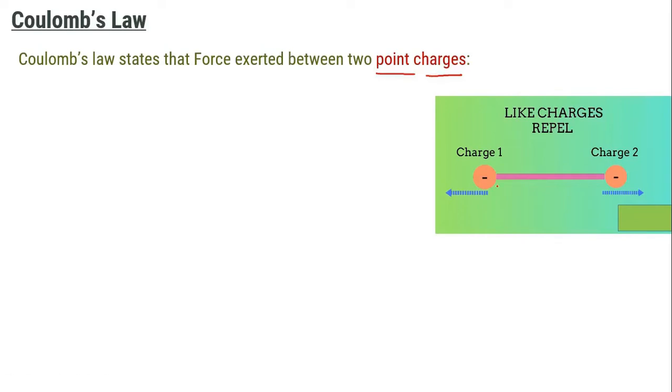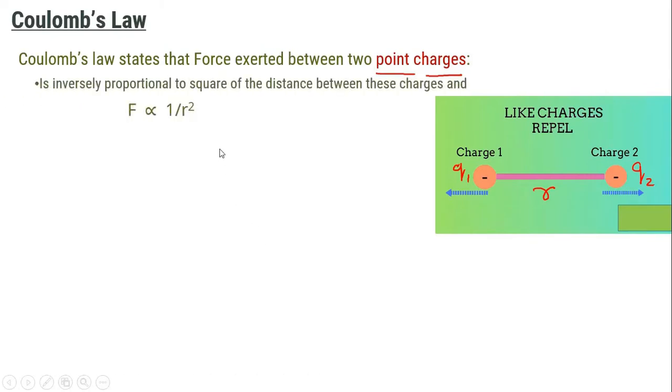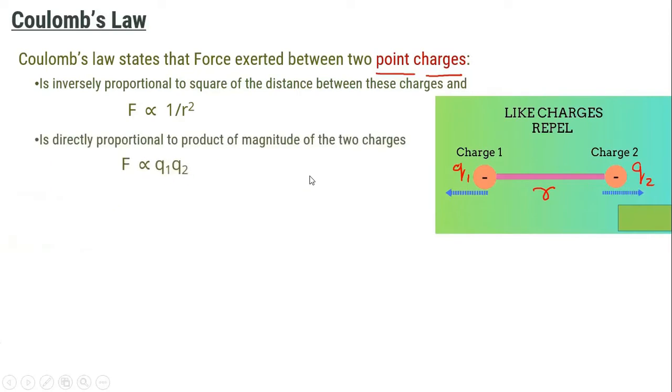Now if we have two charges, Q1 and Q2, in a space or in vacuum, separated by a distance r, then a force of repulsion exists between these two like charges, whose magnitude Coulomb's law helps us to find out. It states that the force is inversely proportional to the square of the distance between these charges, directly proportional to the product of the magnitudes of the two charges, and it acts along the line joining the two charges.